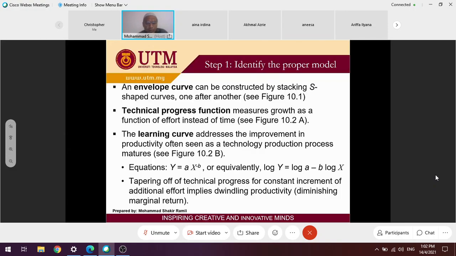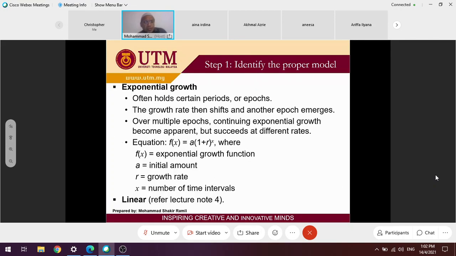The last model that I want to share with you is exponential growth. The linear model we taught on Monday's lecture refers to the regression line or linear line. For exponential growth, this is the mathematical model you are supposed to cover in your moving average study during your management science: f(x) equals A times (1 plus R) to the power of X, where A is the initial amount, R the growth rate and X the number of time periods.